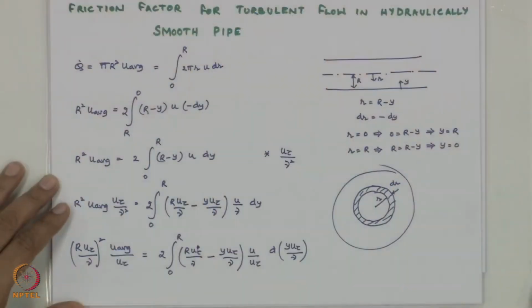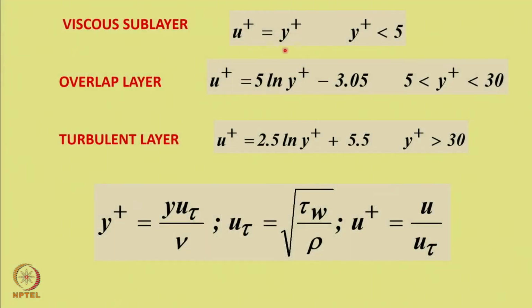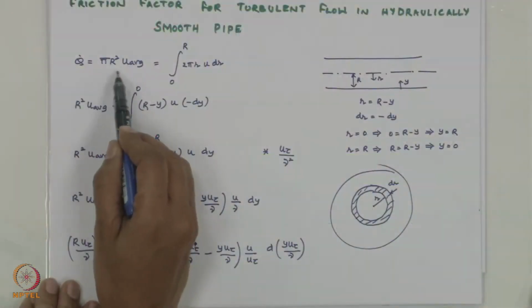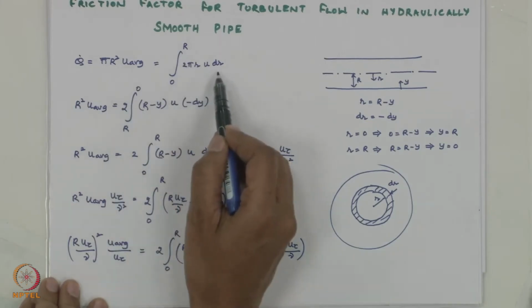Okay, so in the previous module, we had taken up friction factor for turbulent flow in a hydraulically smooth pipe. If you come to the slides, this was the universal velocity profile which we had taken: u plus equal to y plus, u plus equal to 5 log of y plus minus 3.05, and u plus equal to 2.5 log of y plus 5.5. So what did we try to do? We took pi r squared u average equal to integral 0 to r of 2 pi r u dr.